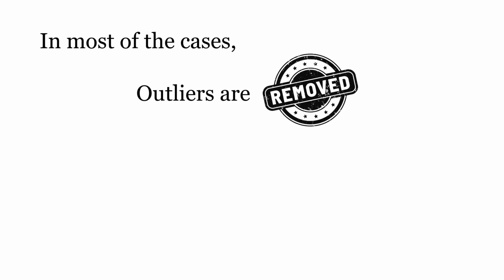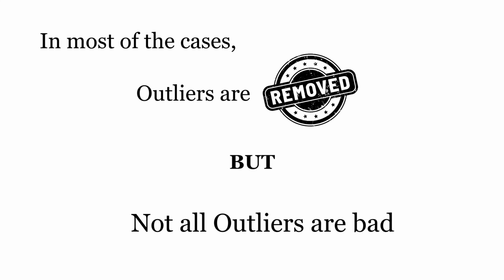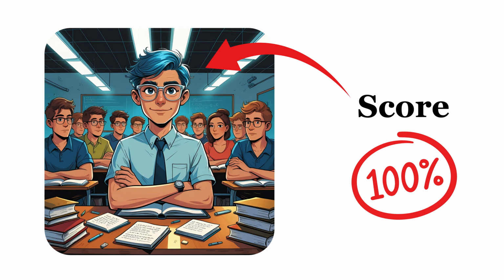Mostly while handling the dataset, outliers are removed, but it's not always the case. Not all outliers are bad. Sometimes they provide critical insights depending on the context. For instance, a genius child in a class of average students.